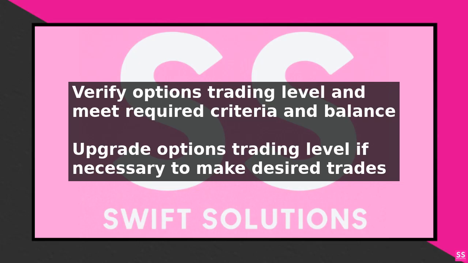Another reason Robinhood may not let you trade options is if your account is restricted due to pattern day trading rules. If you have made multiple day trades in a short period, your account may be restricted for a certain period. Wait for the restriction to lift or contact Robinhood support for assistance.